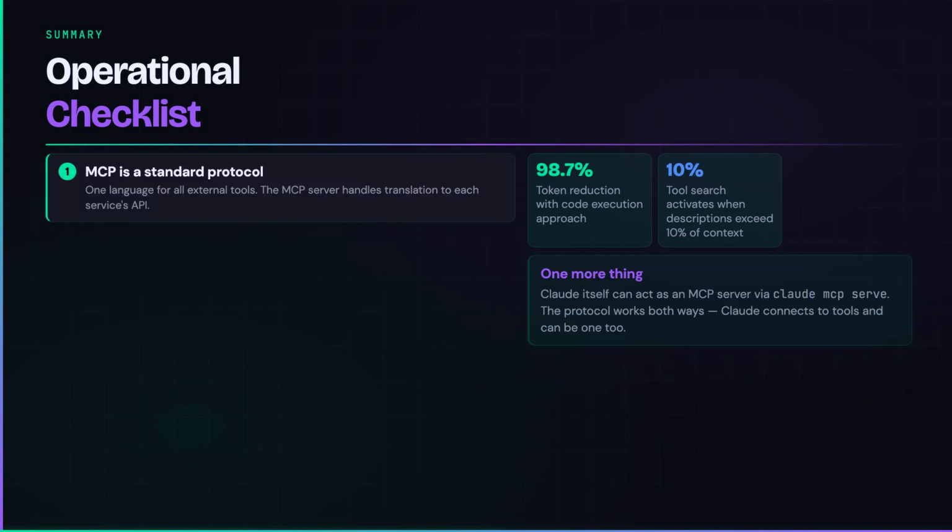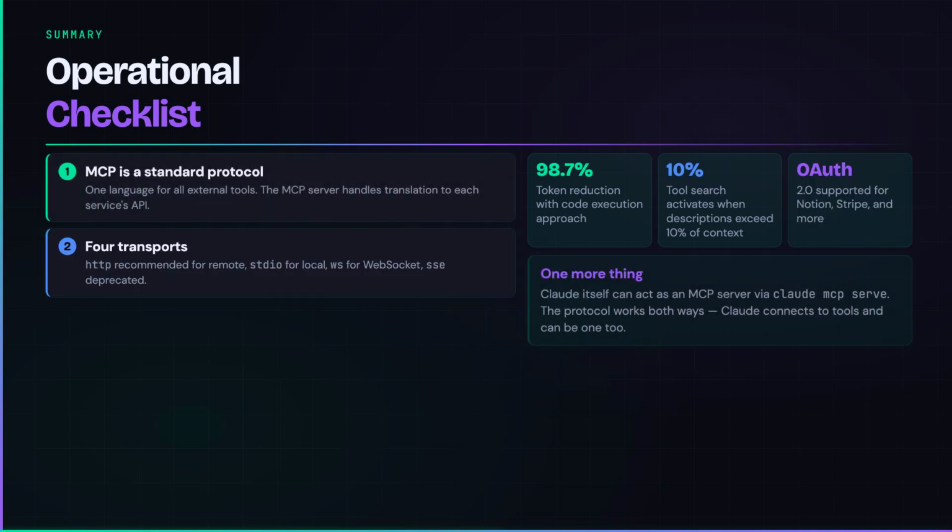Here is the compact operating checklist. These are the 5 rules that keep the whole protocol understandable once the details start blurring together. First, remember the big picture. MCP is a standard protocol, so Claude learns one interface, while servers translate each service-specific API.